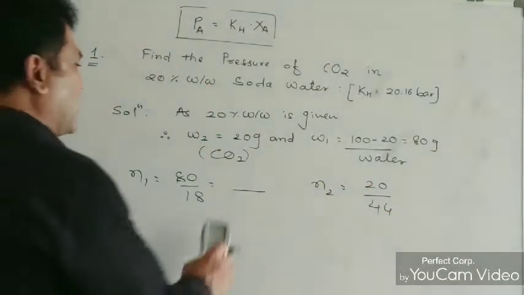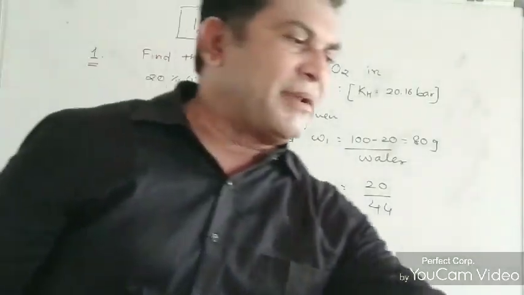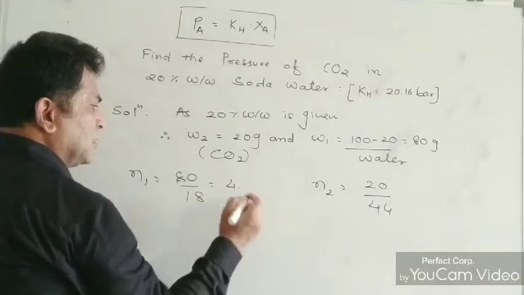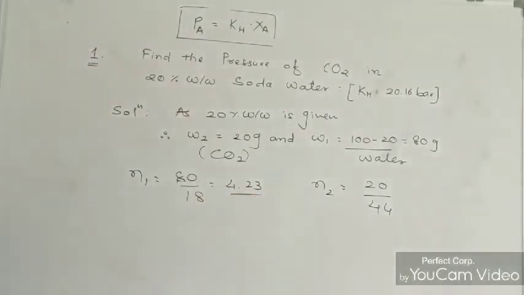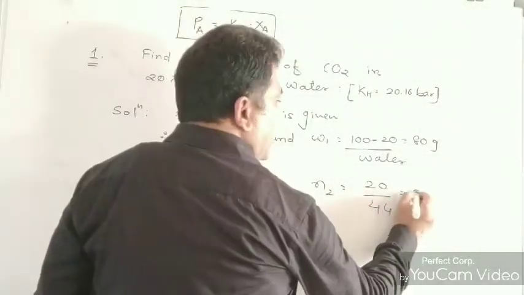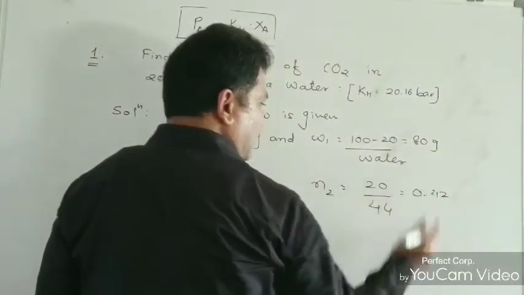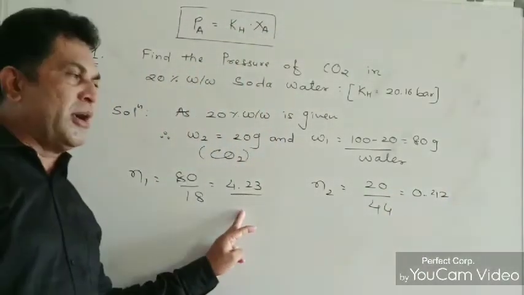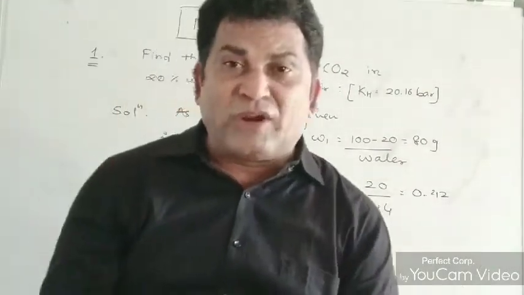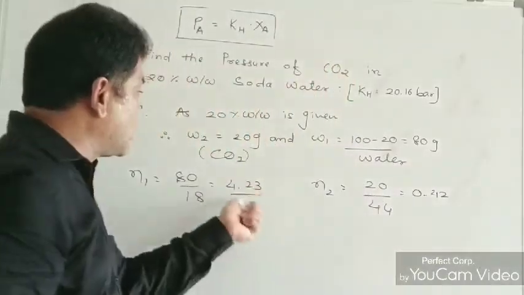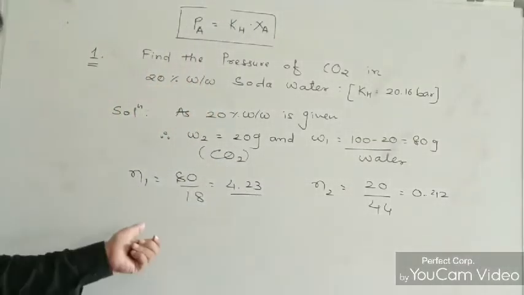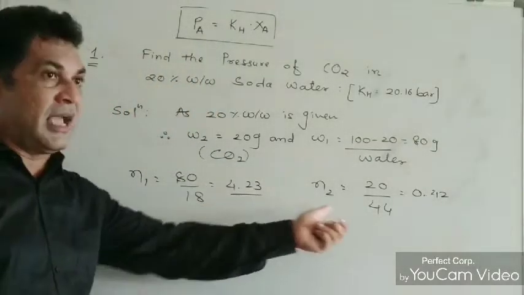Okay, so take out your calculator and find out this value. I am writing the value randomly. Here 4.23 will be the answer, and here the answer will be 0.42 something. So mole of water is 4.23 and mole of carbon dioxide is 0.42. Mind it well, you write whatever answer comes on your calculator. The number does not matter, the method matters. Whatever your answer will be, you have to write. So N1 is equal to this and N2 is equal to this.